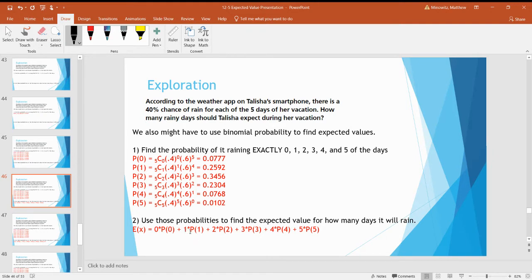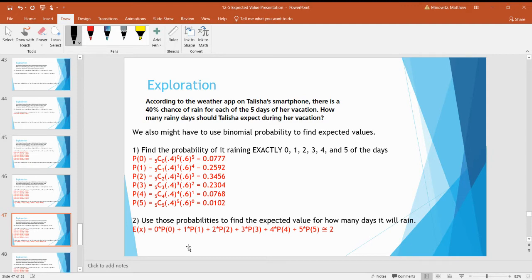So 1 day of rain, it's going to rain about 25 or 26% of the time, it's going to rain 1 day. And 34% of the time, it's going to rain 2 days. And 3 days, 4 days, and 5 days. And we can calculate that, and we get about 2.